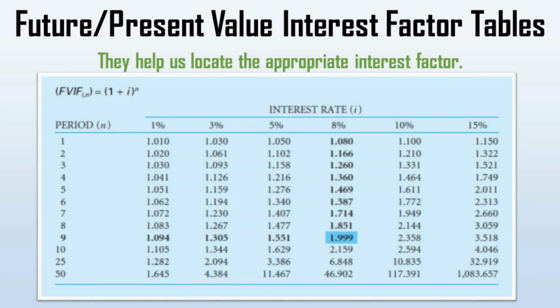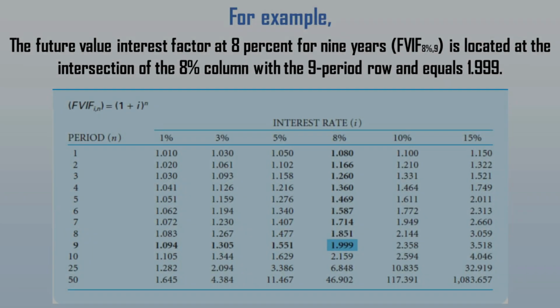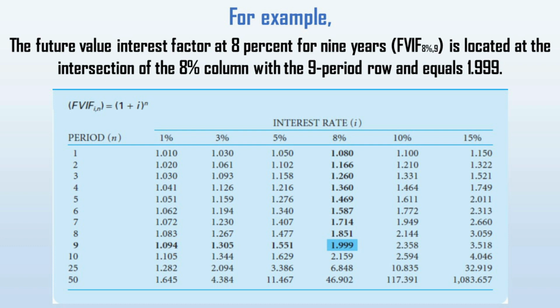As you know, this term here is the future value interest factor. So that's why it is the table for future value interest factor. And now I am going to tell you how you can locate your desired value. For example, the future value interest factor at 8% for 9 years is located at the intersection of the 8% column with the 9 period row and equals 1.999. We can simply put this into the equation and get our answer.